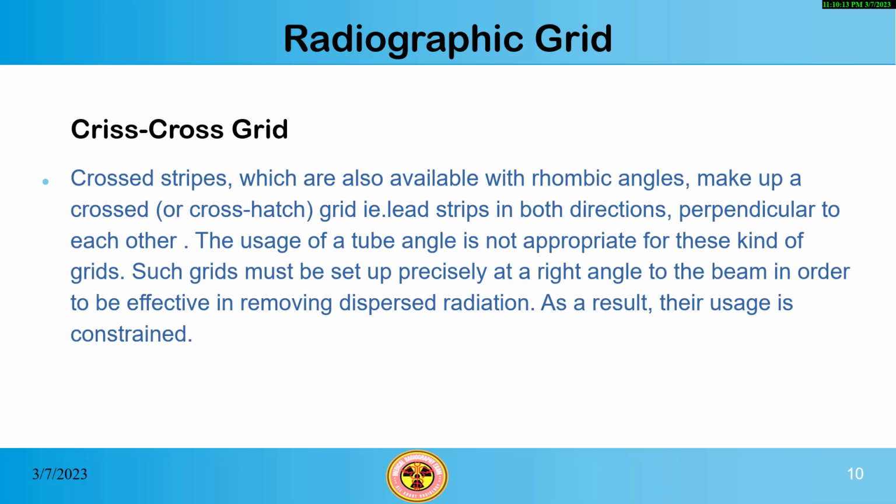Criss-Cross Grid. Crossed stripes, which are also available with rhombic angle, make up a crossed or crosshatch grid. Lead strips run in both directions, perpendicular to each other. The usage of a tube angle is not appropriate for these kinds of grids. Such grids must be set up precisely at a right angle to the beam in order to be effective in removing dispersed radiation. As a result, their usage is constrained.